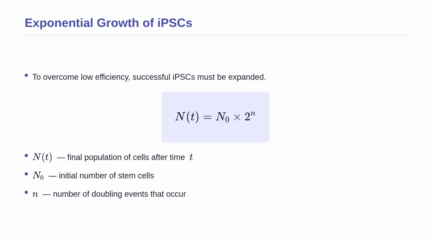In this equation, N of t represents the final population of cells after a certain amount of time has passed. The variable N0 is the initial number of stem cells we start with in our isolated colony. Finally, the exponent n represents the total number of doubling events that occur during the growth period. As the number of doubling events increases, the population grows exponentially, allowing a tiny starting cluster to become a massive supply of biological material.